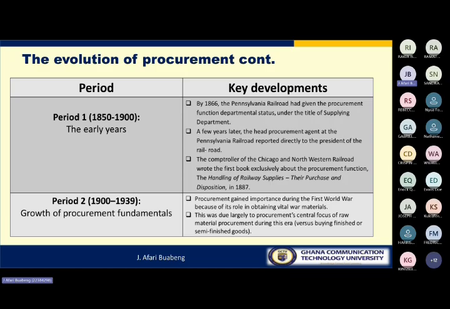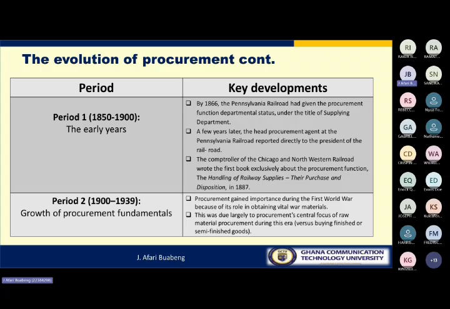And then we come to period 2, 1900 to 1939. So procurement gained importance during the First World War because of its role in obtaining vital war materials. And I'm happy we have military men and women and other security agencies with us. If you really want to execute the work well, you need certain items, certain materials, like it is happening now.